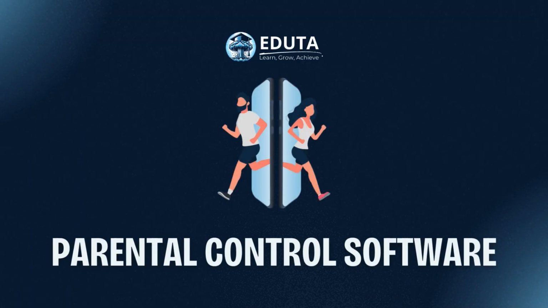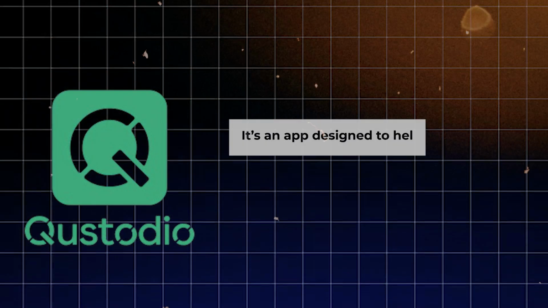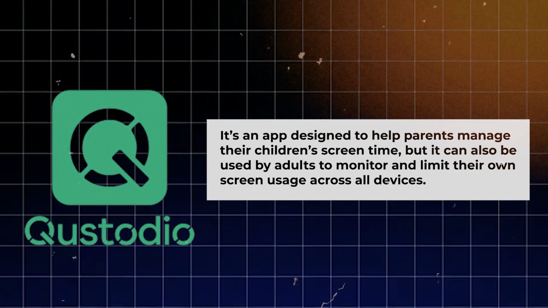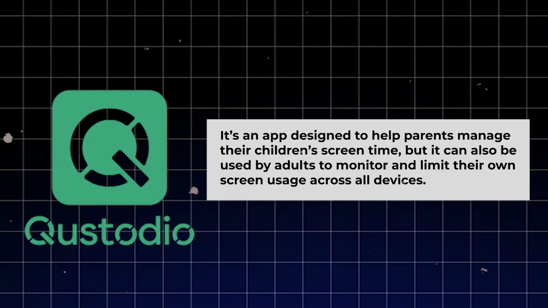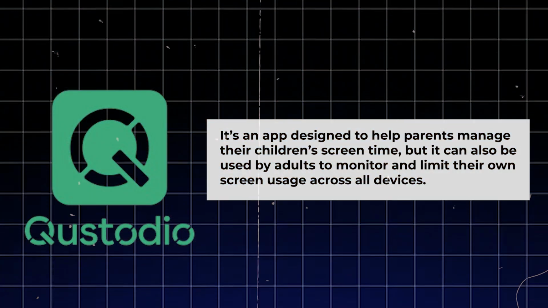Parental control software. Qustodio. It's an app designed to help parents manage their children's screen time, but it can also be used by adults to monitor and limit their own screen usage across all devices.